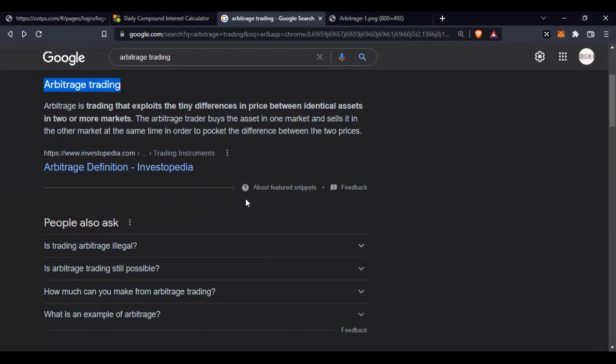Now, as I said earlier, what we are looking at today is arbitrage trading. But the kind of arbitrage trading we are going to be looking at today is on the crypto trading platform.